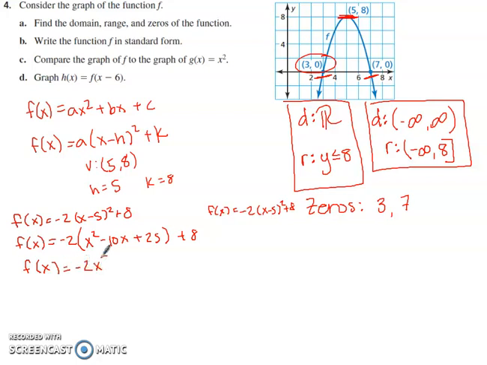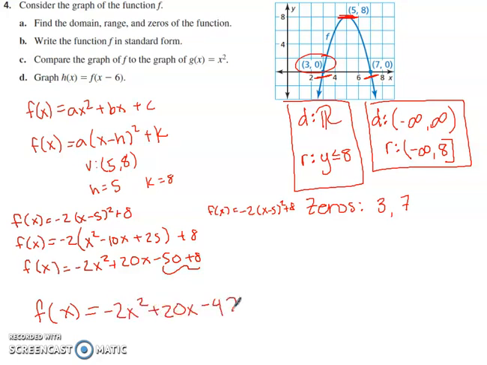So negative 2x squared plus 20x minus 50 plus 8. And then I combine my like terms. So f of x is equal to negative 2x squared plus 20x minus 42. So this would be our answer to part B, which is writing our function in standard form.